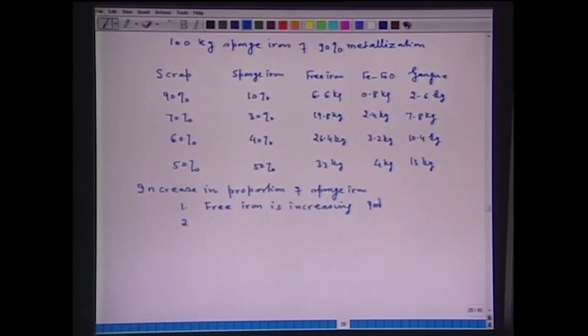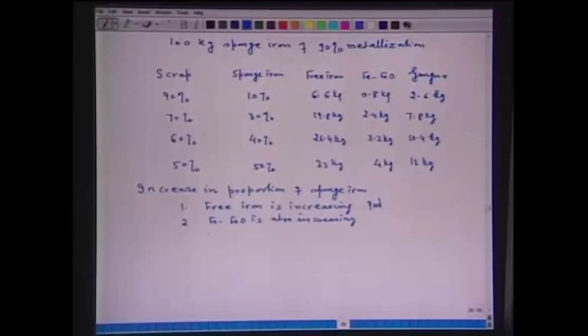Second effect, iron which is present as FeO is also increasing. It is not good. Why is it not good? Because FeO plus C is an endothermic reaction. So, more amount of heat you require to reduce FeO to iron, because you do not want to lose FeO in the slag. You have an option, you can lose FeO also in the slag, but you do not want to do it because it contains iron. So, Fe as FeO is also increasing, as you see Fe as FeO goes from 0.8 kg to 4 kg.